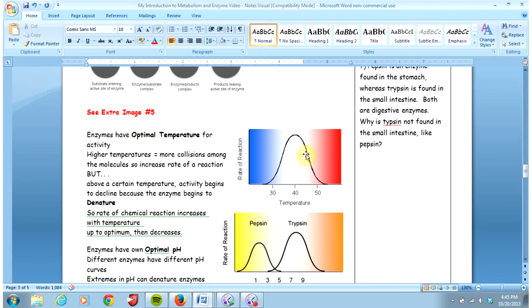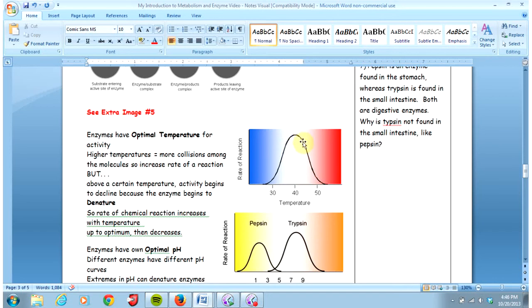Now, below that optimal temperature, let's say for this particular enzyme, below 30 degrees Celsius, the problem is the enzyme and the substrate are going to be moving so slowly at that low temperature that they rarely collide and find one another. So the rate of reaction is going to be lower simply because the enzyme and the substrate don't meet up frequently. As we raise the temperature past this 30 degrees and up to 40, the rate of reaction will increase because the molecules, the enzymes and the substrates, are moving more quickly and will meet up with each other more frequently.